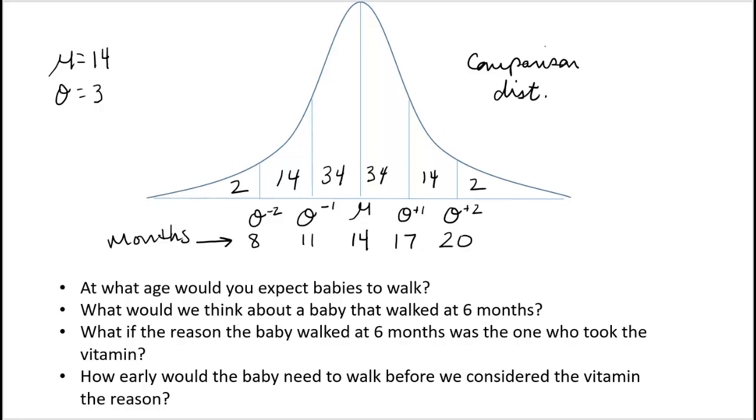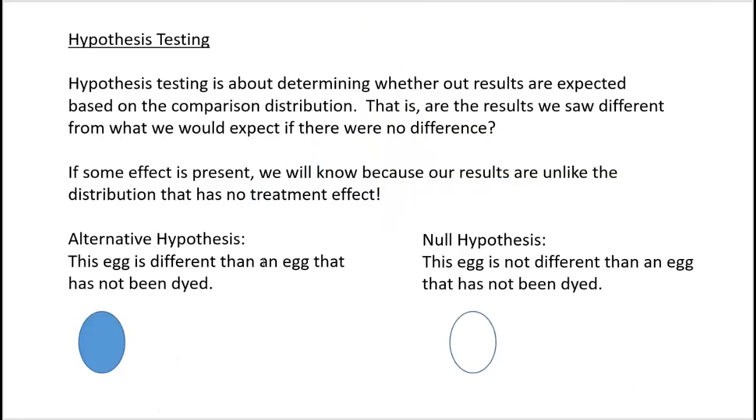Let's break this down a little bit easier. Hypothesis testing is about determining whether our results, that's "our," not "out," our results are expected based on the comparison distribution. That is, are the results we saw different from what we would expect if there were no difference? I know that sounds like an inside-out sentence, but I promise it's right.